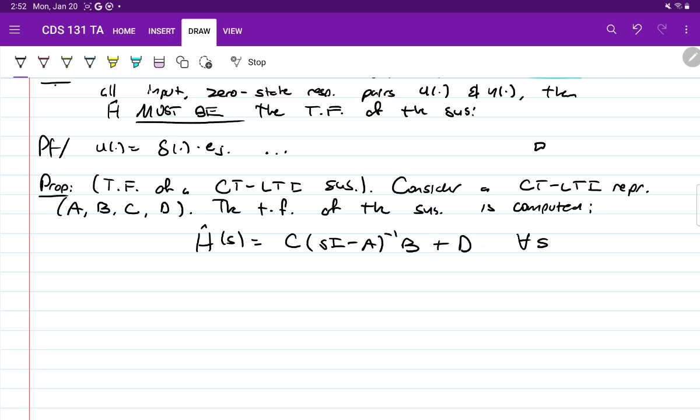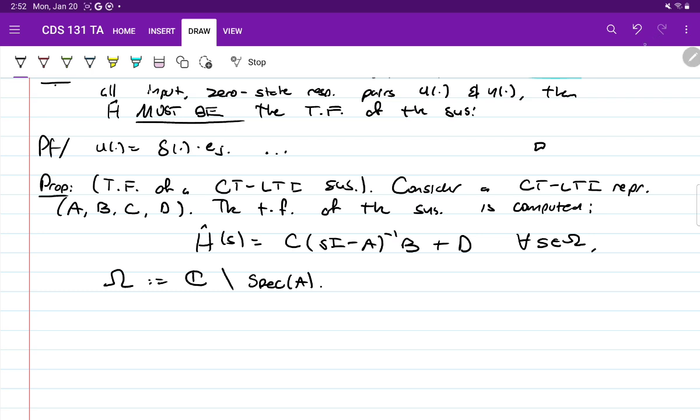And this is for all s in omega, where here we can actually define omega to be the complex numbers minus the set of eigenvalues of A, right? This is often abbreviated as spec A for spectrum. This just means the set of eigenvalues. So we're defining this quantity C (sI minus A) inverse B plus D, with the transfer function defined on the domain which is the complex numbers minus the eigenvalues of your A matrix.